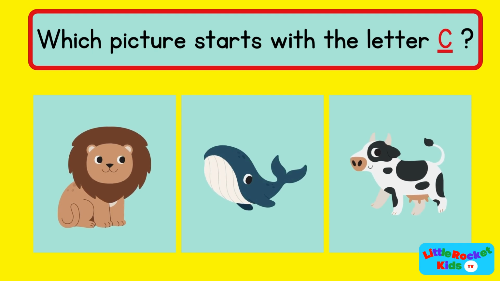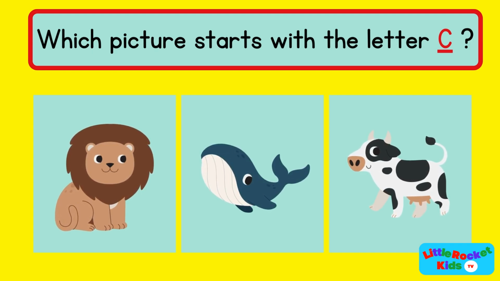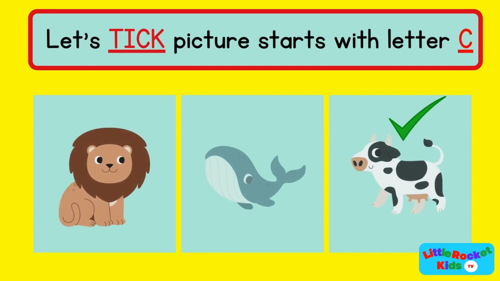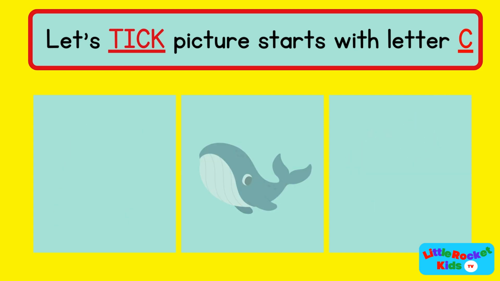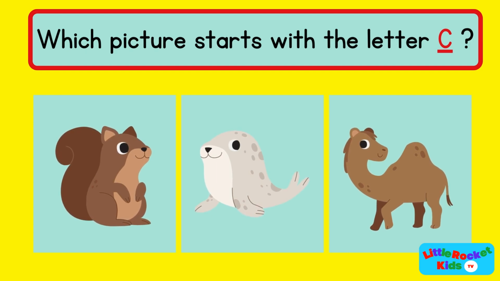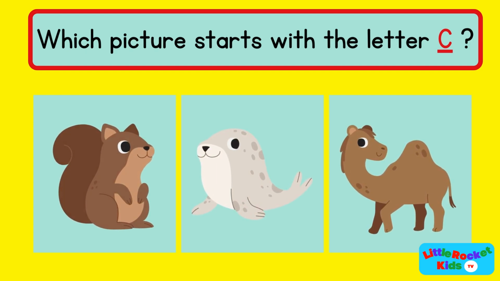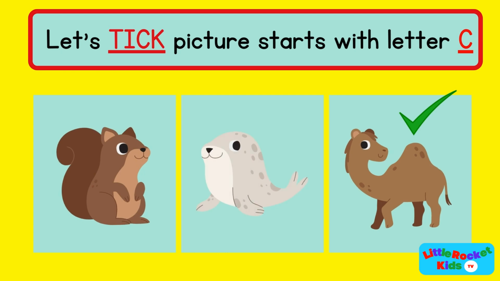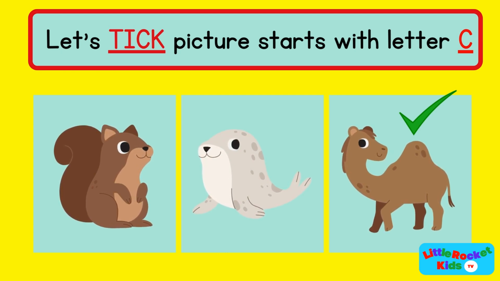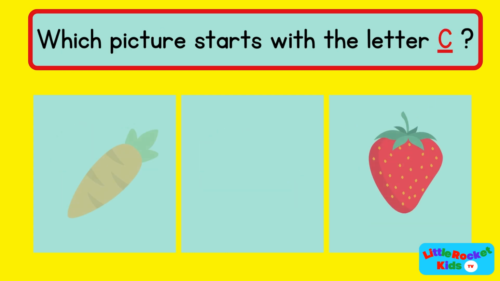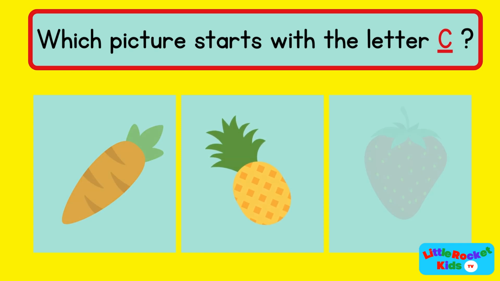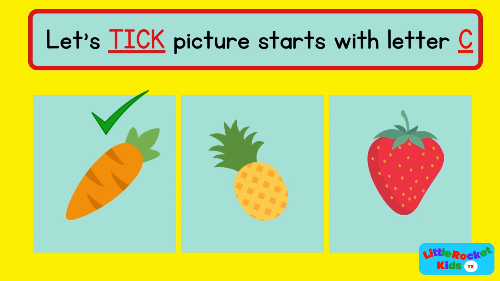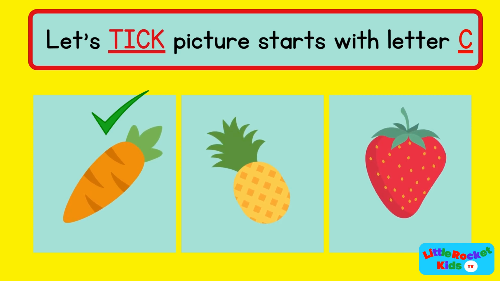Now kids, we will tick the picture which starts with letter C. Can you find it? Yes, that's right. C for cow. Can you find C in the second picture? Let's tick it together. That's right. C for camel. Last one, can you find C in the third picture? Let's tick it together. Yes, absolutely right. C for carrot.